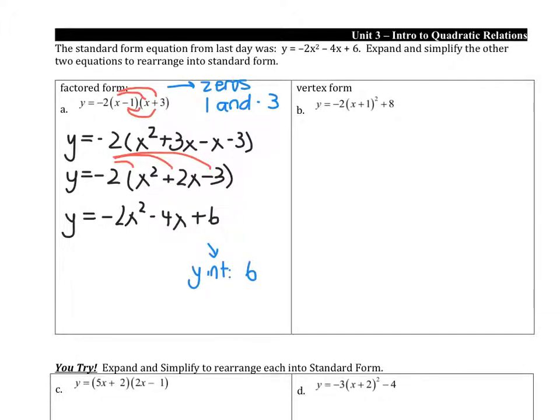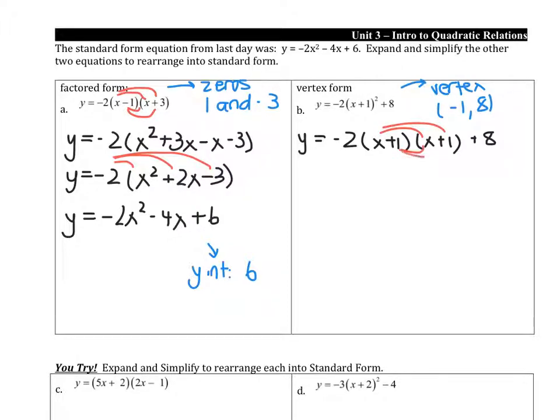Okay. What about vertex form? Right now, from vertex form, we can get our vertex, which is negative 1, 8. We can turn this into standard form as well, but we have to remember when you see that exponent of 2 above a bracket, rewrite it as 2 brackets so that you don't make silly mistakes. And just like before, I'm going to apply the FOIL first, and then I'll deal with that negative 2 afterwards.